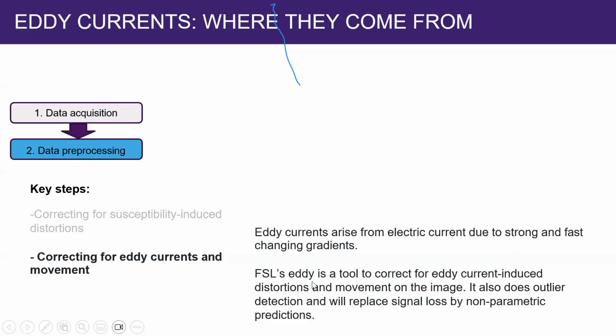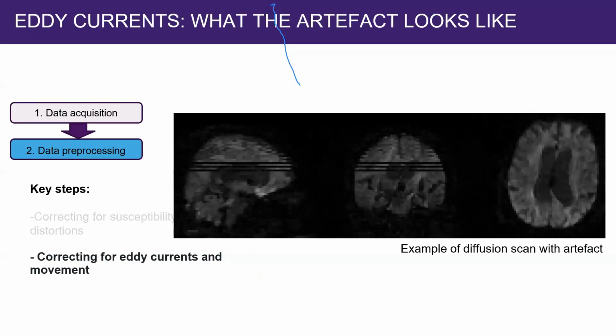This eddy current artifact can be fixed with different kinds of software. The most famous one is called FSL. So you can replace it, or you can fix it.